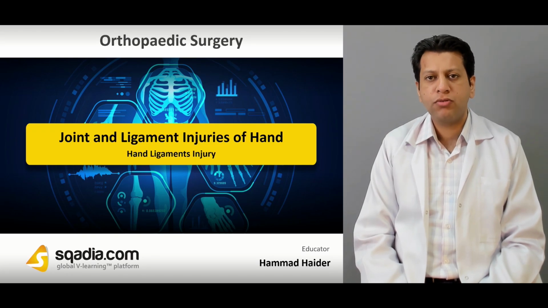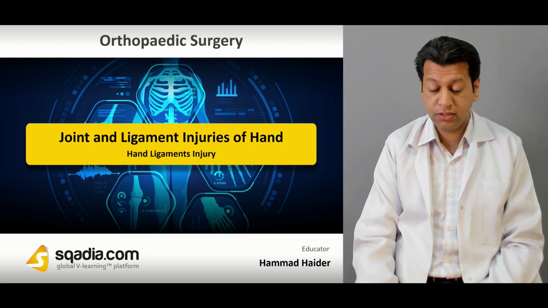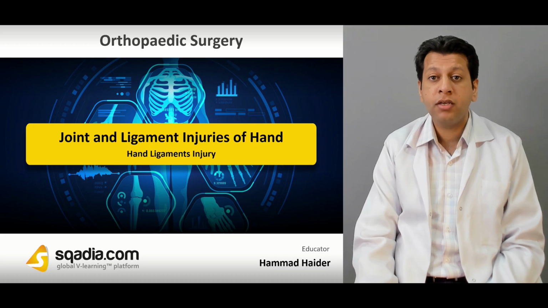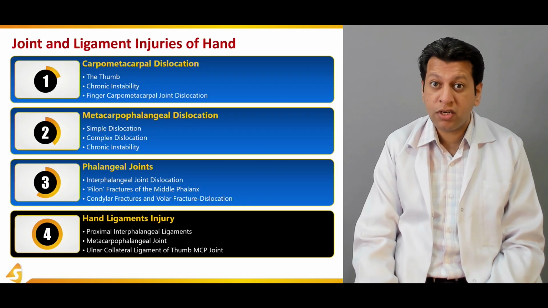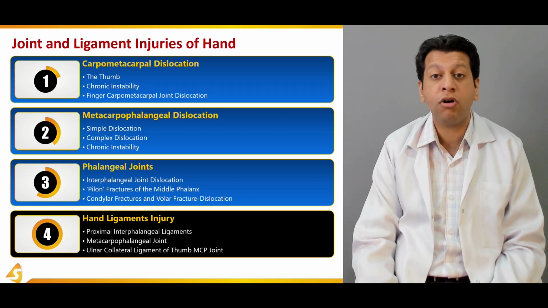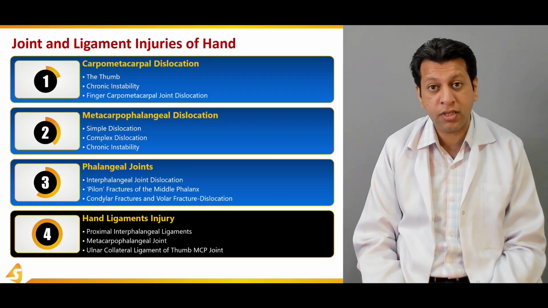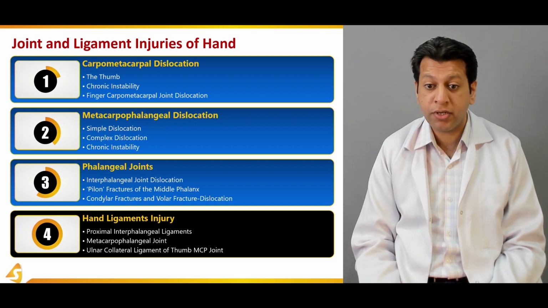Now, moving on to some of the ligamentous injuries of the hand. We'll be briefly discussing in this section what the different hand ligamentous injuries are. We have covered mainly the carpometacarpal dislocations, metacarpophalangeal dislocations, and interphalangeal joint dislocations. These are all bony fractures, although there are always associated ligamentous injuries with them, and this sometimes results in ligamentous repair as well.